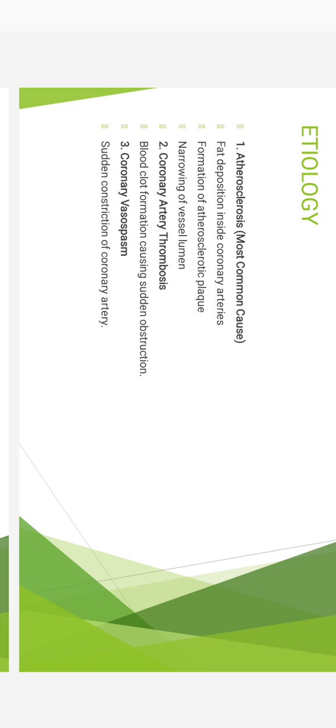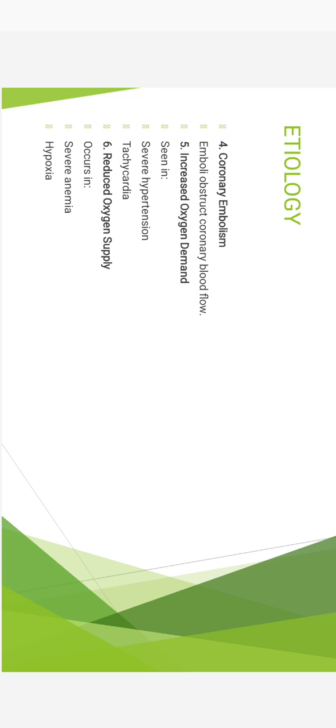Next, etiology. The most common cause is atherosclerosis, which accounts for the majority of cases. In this condition, fatty deposits accumulate inside coronary arteries and gradually narrow the blood vessels. When an unstable plaque ruptures, platelets aggregate and form a thrombus, resulting in sudden blockage of blood flow. Another important cause is coronary artery thrombosis, where blood clots obstruct coronary circulation. Some patients may experience coronary vasospasm, where sudden narrowing of coronary arteries reduces blood supply. This can occur due to smoking, cocaine use, or vasospastic disorders.